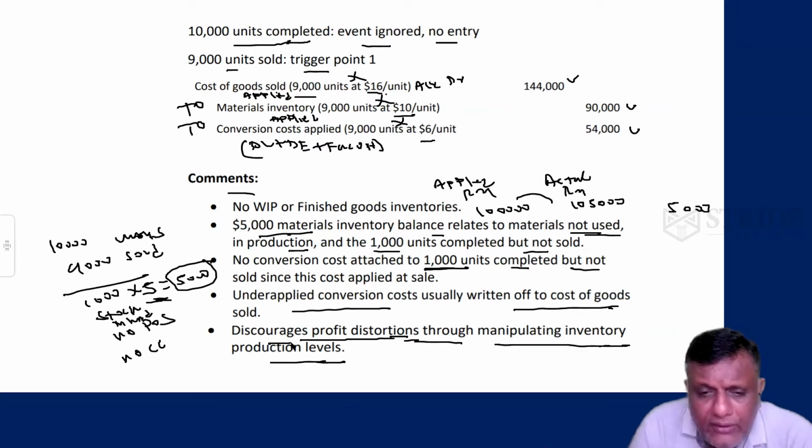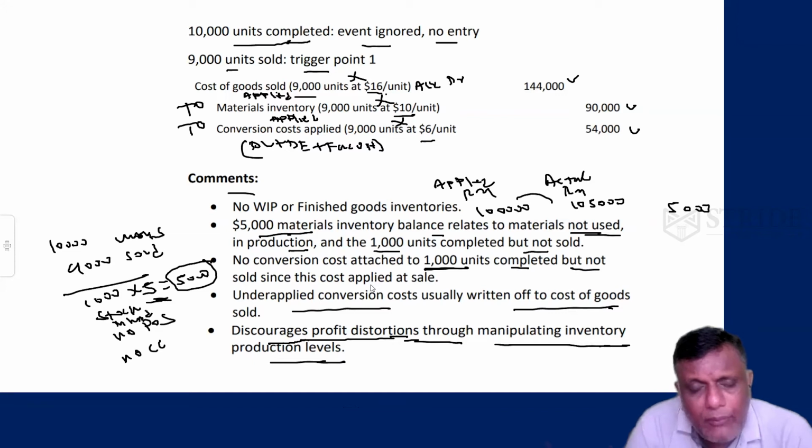So here the main point is they are going to discourage any profit distortions in this method. Totally discouraged, because we are taking only conversion cost, which is only going to be applied for COGS, and material inventory will be taken into account. Here profit we are not coming to so far. So we discourage profit distortions because we just stopped at COGS. There is no profit scenario here. So under applied conversion cost will be charged to COGS.